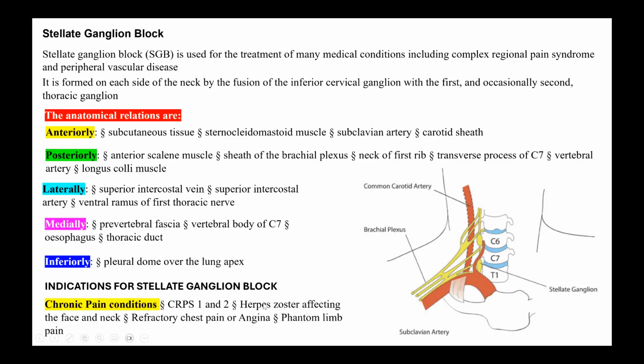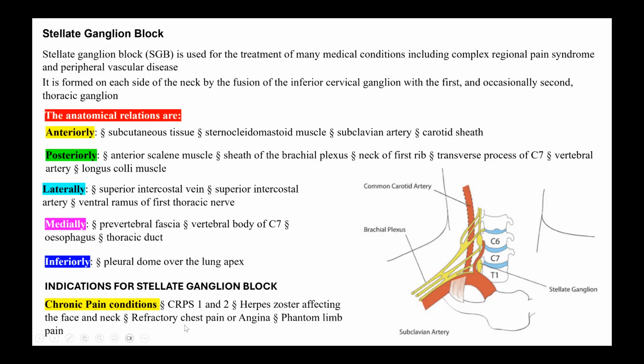Now, what is the indication? Mainly for chronic pain conditions relief. It is used by pain physicians nowadays for relief of chronic pain conditions like complex regional pain syndrome 1 and 2, herpes zoster, post-herpetic neuralgia, refractory chest pain, angina. Phantom limb pain is another important indication. Those who have an amputated upper limb suffer from phantom limb pain, and that is very much relieved by this stellate ganglion block. So two important indications to remember are CRPS and phantom limb pain, and the third will be post-herpetic pain.